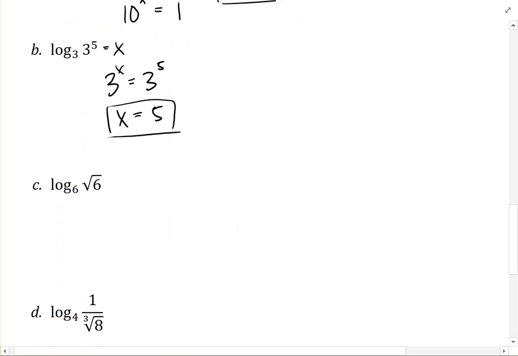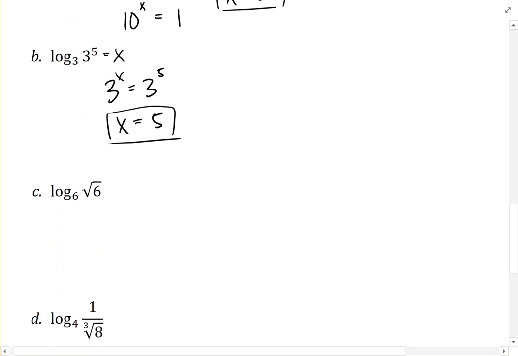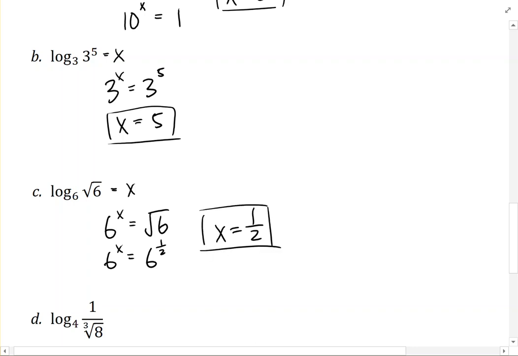For our next question, again, let's rewrite it in exponential form first. So log base 6 of root 6, we know this is equal to x. So 6 to the power of something gives us root 6. When we have a square root, that can be rewritten as 6 to the power of 1 over 2. Again, since the base is now the same, the exponents must also equal. So that gives us a half.